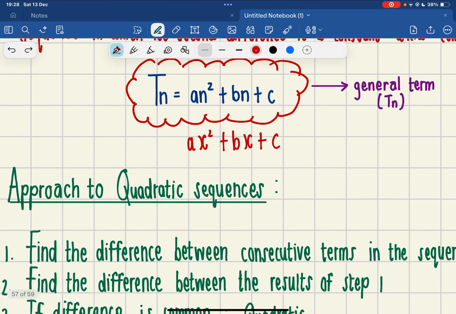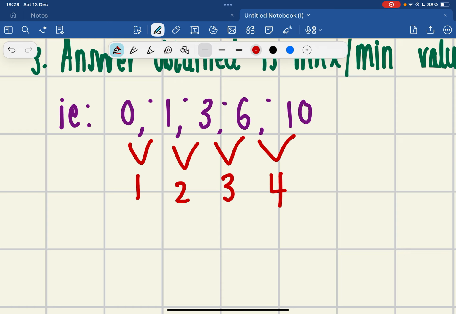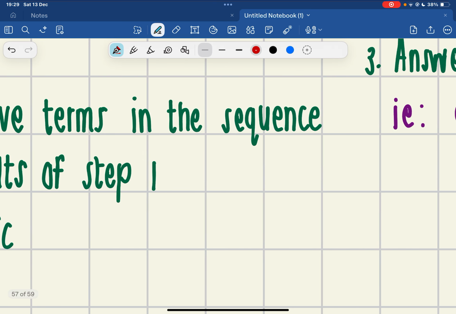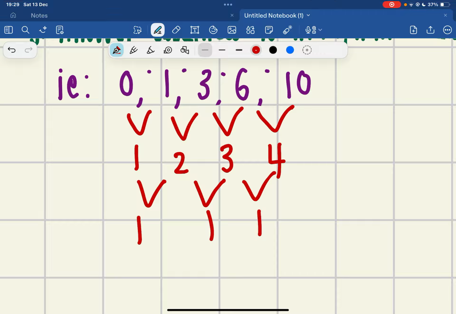For example, boys and girls, let's look at this question here. We see that we're adding consistently. So from 0 to 1, we added 1. From 1 to 3, we added 2. From 3 to 6, we added 3. From 6 to 10, we added 4. That's step 1 done. Step 2 says find the difference between the results of step 1. So from 1 to 2, we add 1. From 2 to 3, we add 1. And from 3 to 4, we obviously add 1. So we see that there's a common difference of 1.